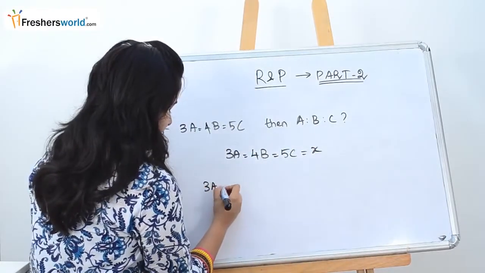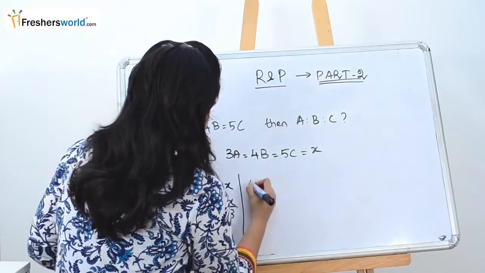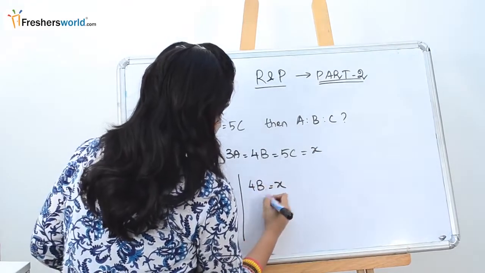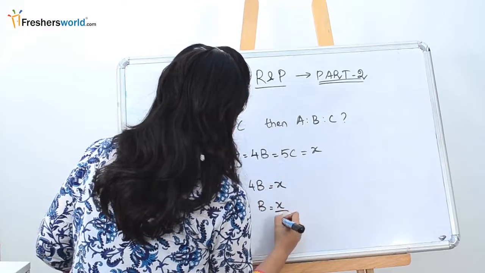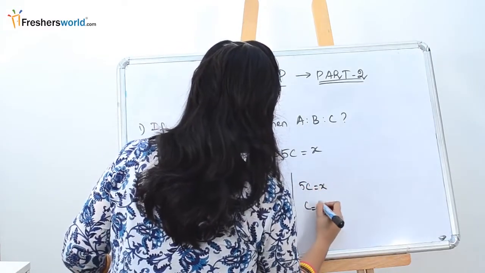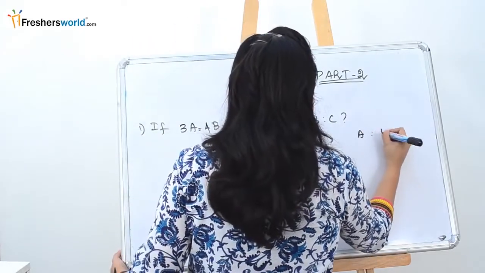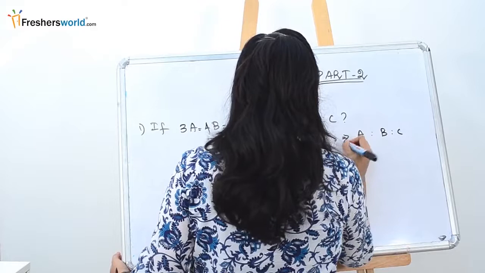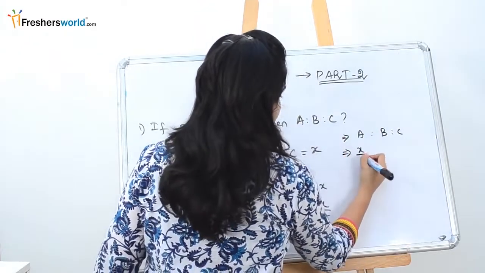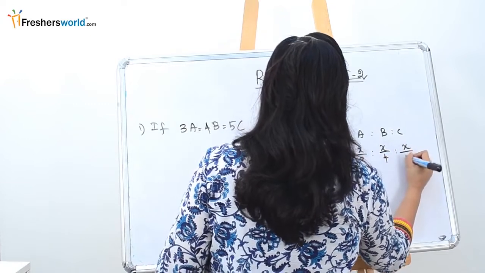So 3a is equal to x, so a is equal to x by 3. Similarly, 4b is equal to x and b is equal to x by 4. Similarly, 5c is equal to x and c is equal to x by 5. So what are they asking for? A is to B is to C, which is nothing but x by 3 is to x by 4 is to x by 5.